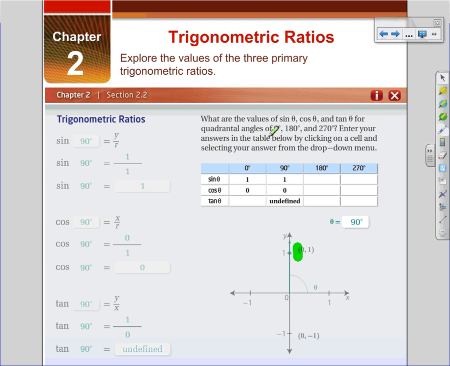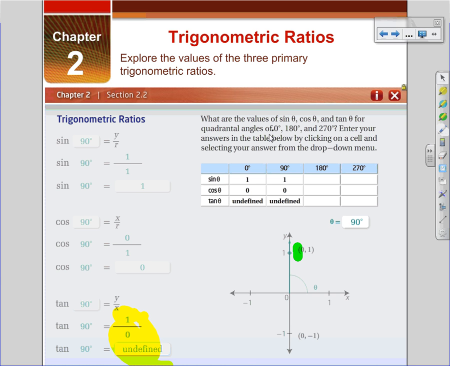And because tan is y over x, which you can kind of faintly see in the corner over here, anything divided by 0 is not possible. We call that undefined.